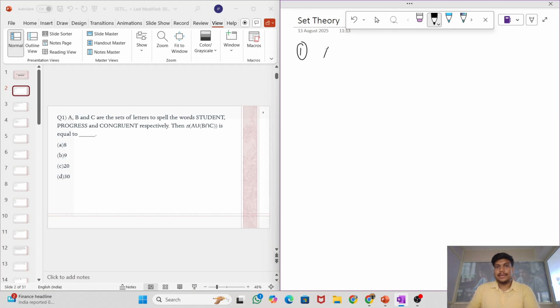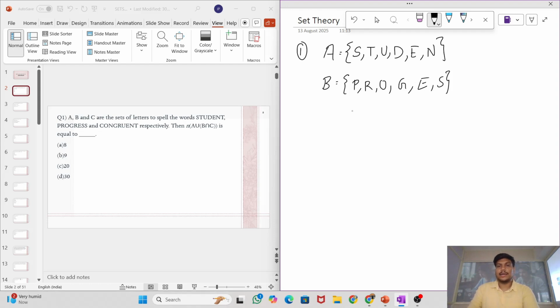So, if we write here, the set A should look like S, T, U, D, E, N, and then T we won't write again because in a set there are no repetitions. Set B should look like P, R, O, G. Again, R won't be repeated because no repetition. E, S. Same goes for the letter S. And set C would be C, O, N, G, R, U, E, N. Again, no repetition, and T. So this would be the three sets.